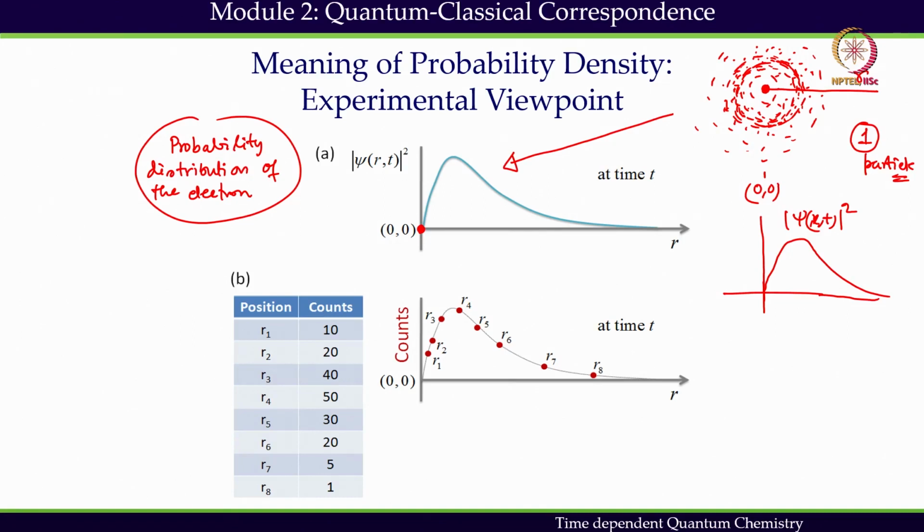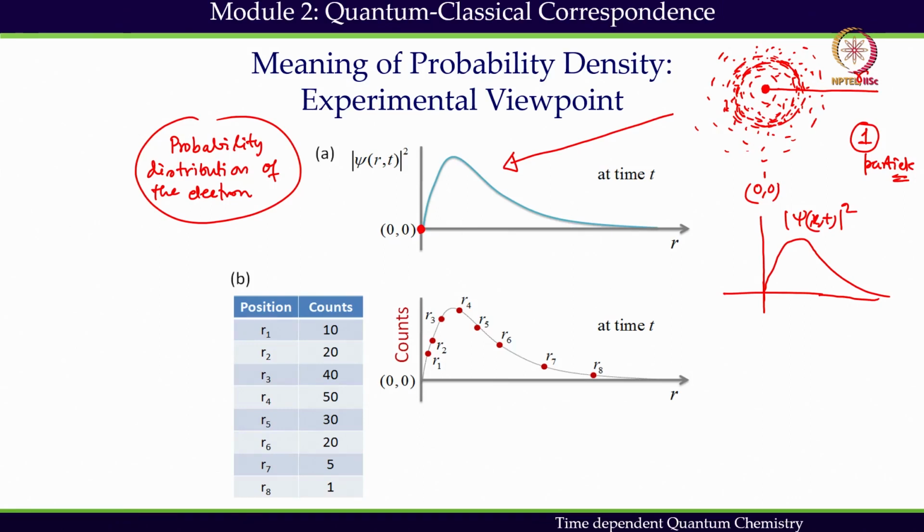Directly it means that if I perform an experiment, in one experiment I may find the particle to be present here. In a second experiment I may find the particle to be here. In a third experiment I may find the particle here. So, there is a distribution, there is a possibility you can find the particle anywhere in this, but there is a higher probability of finding the particle at this position as compared to this position. So, that is the meaning of this probability.